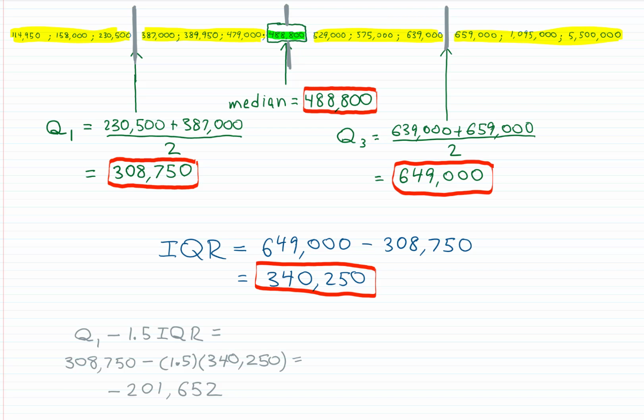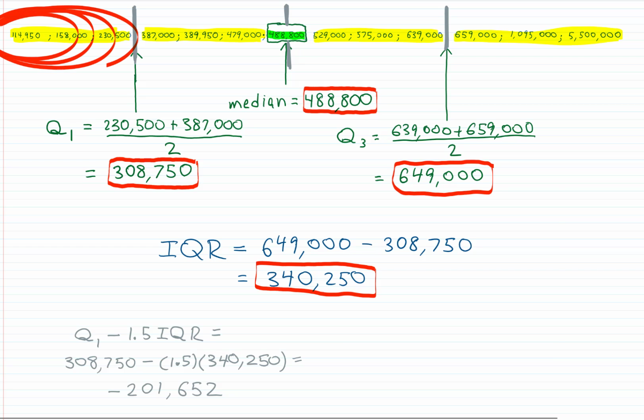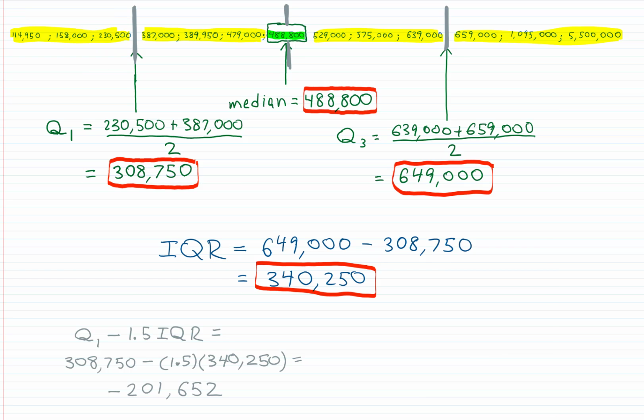Now, are there any data points that are less than that? Certainly not, right? All of our data points are positive. So there's not anything less than that negative number there. So that means I'm not worried about any outliers at this end over here anywhere. Okay? Now let's see if there's any outliers at this end over here.